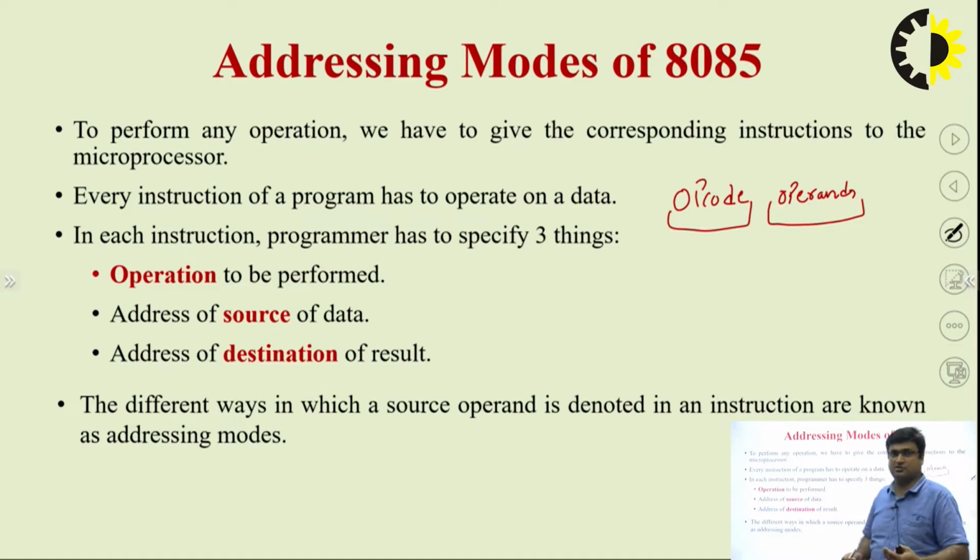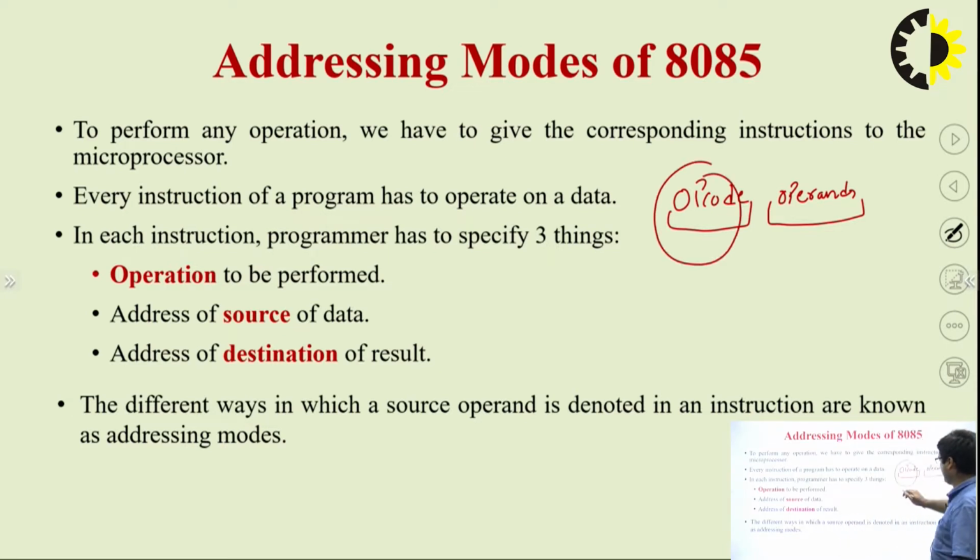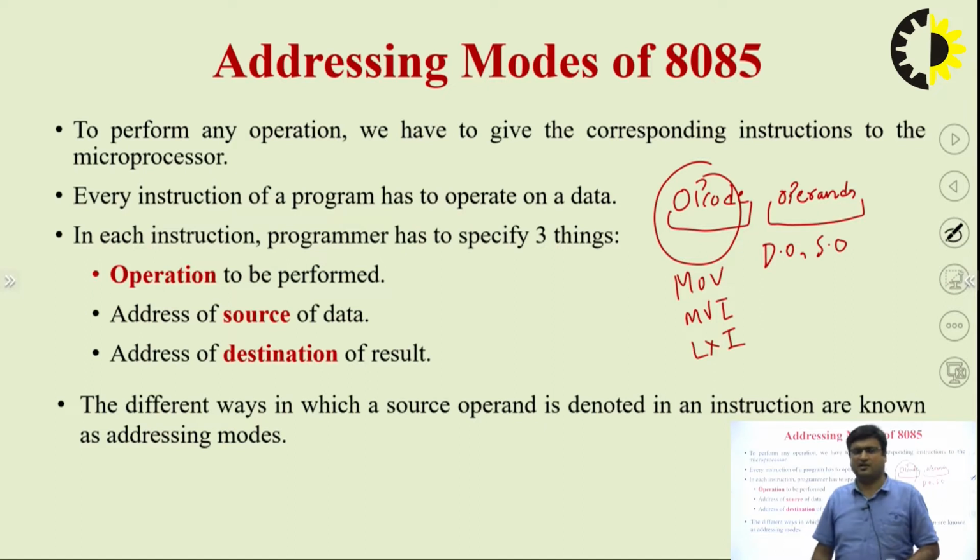Opcode means operational code. Opcode means what the microprocessor has to execute upon receiving the instruction. And operand means to whom it has to execute. The opcode may be MOV, MVI, or LXI, as we have seen in the instruction set. And operands are two: the destination operand and the source operand. In some instructions, the destination operand is part of the opcode, an exceptional case, and in some instructions there are no separate operands, as the source and destination are part of the opcode as well.